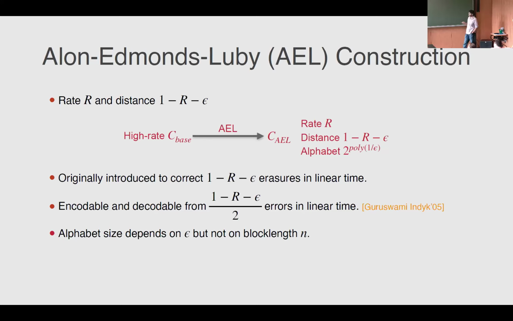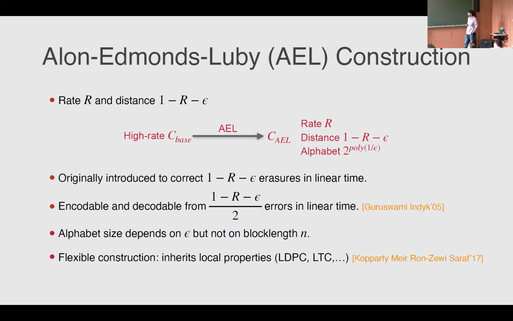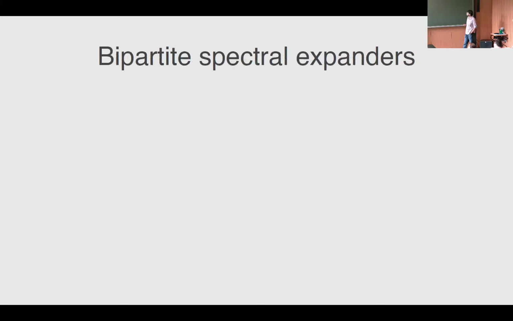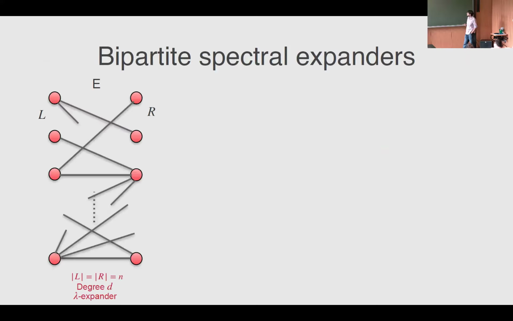Another set of codes that have this feature are the AG codes, but then they tend to be far more complicated. These are much simpler. And like I mentioned before, this is a flexible construction. It inherits a lot of local properties from the base code that we started with. It uses, crucially, these bipartite spectral expanders.